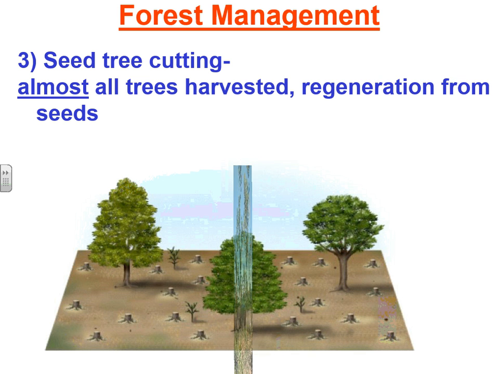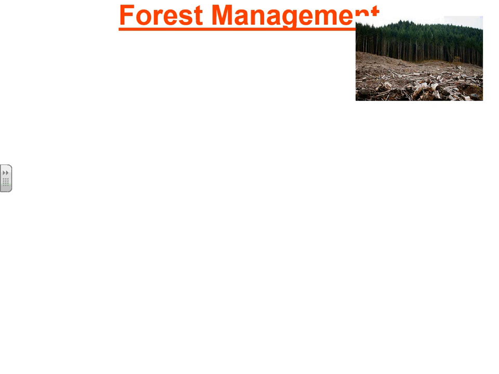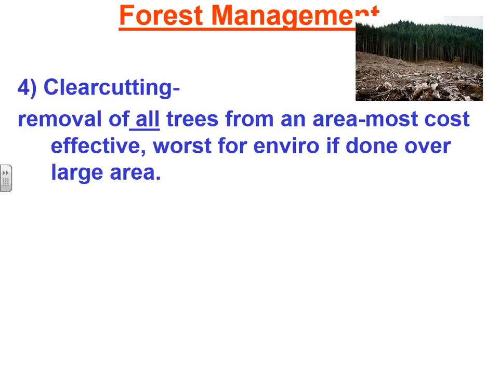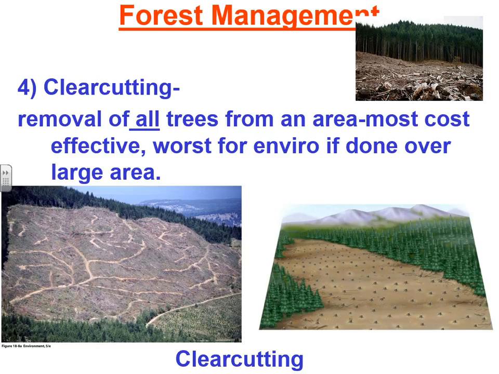So the last main way, the most common and the most profitable, is called clear cutting. Clear cutting is when we have the removal of all trees in an area. This is the most profitable for a timber company or a lumber company, and it is the worst for the environment compared to the other three.